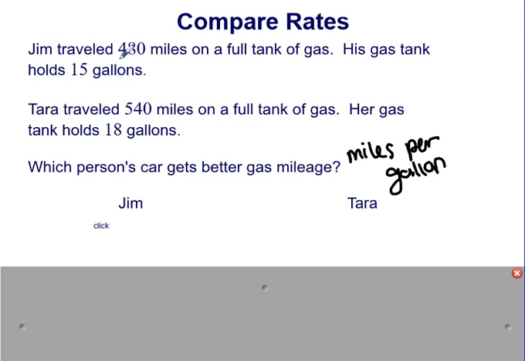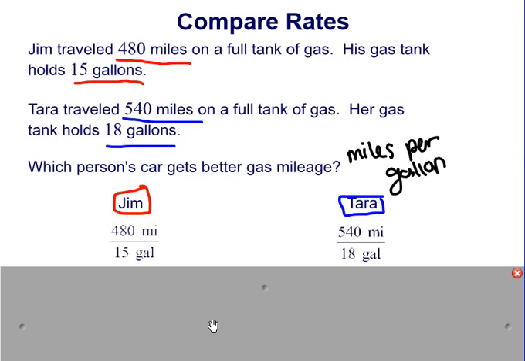Well, we're told Jim is going to have 480 miles for 15 gallons. That'll be his situation, his rate given. And Tara traveled 540 miles in 18 gallons. So that'll be her rate from the situation. So that will make our first rate 480 over 15 for Jim and 540 over 18 for Tara.